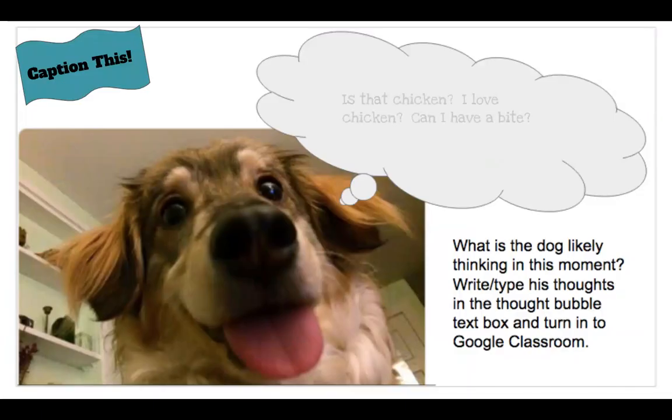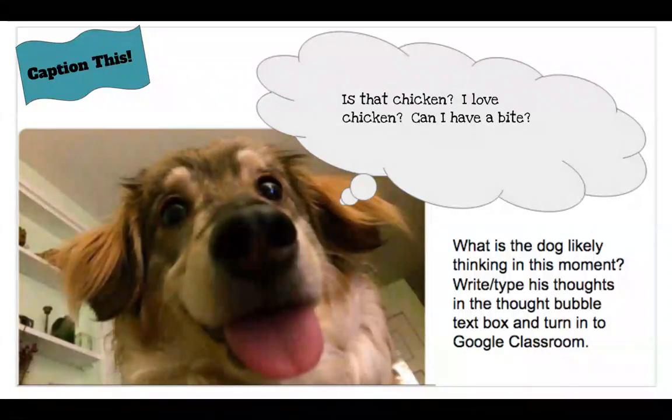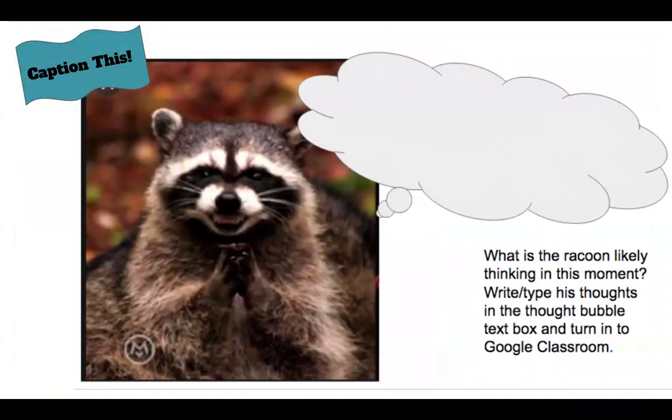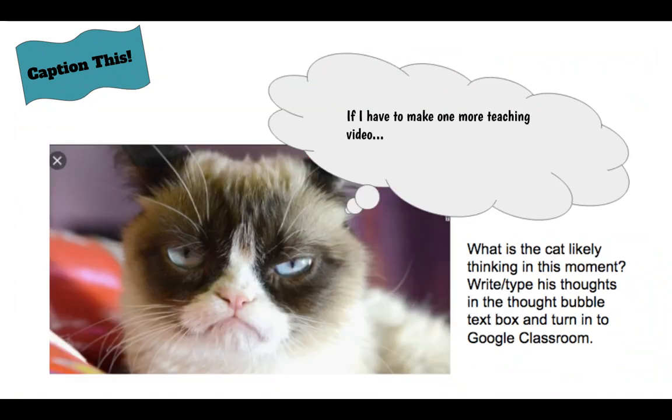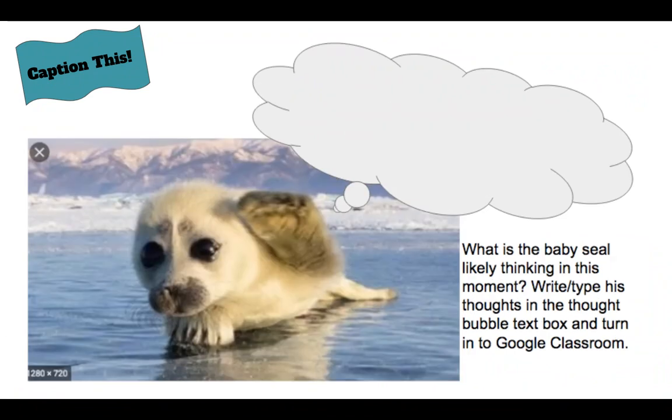So here are my examples here. Is that chicken? I love chicken. Can I have a bite? And then my raccoon: I'm going to get your garbage tonight. Be prepared. And then my cat: if I have to make one more teaching video. And then the seal: Mrs. Miller, I have a question.